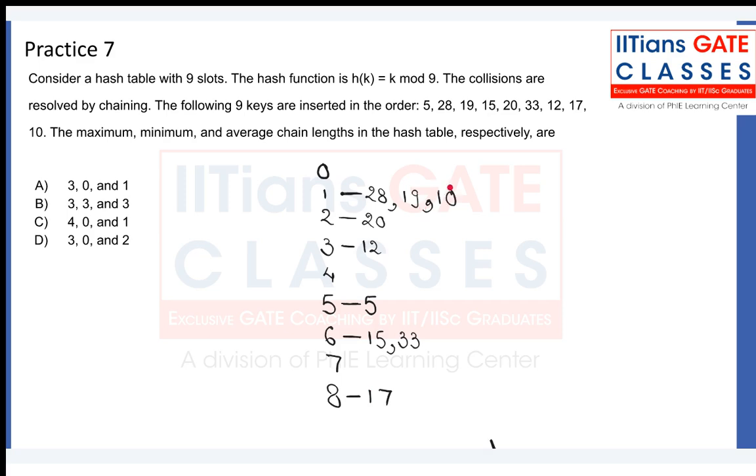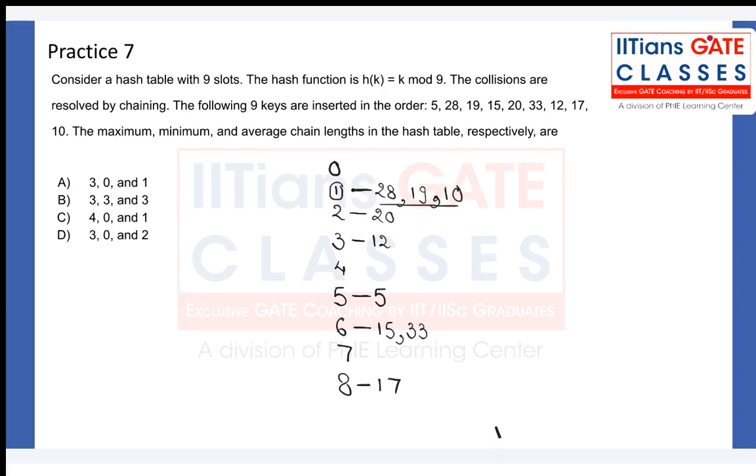So the maximum chain length is actually 3. Sorry, 3. Minimum is 0. Oh, sorry, the average is either 1 or 2. So what is the average? So 0 plus 3 plus 1 plus 1 plus 0 plus 1 plus 2 plus 0 plus 1, divided by 9, which is 9 by 9, 1. So that is the right answer. Okay, average length is 1.